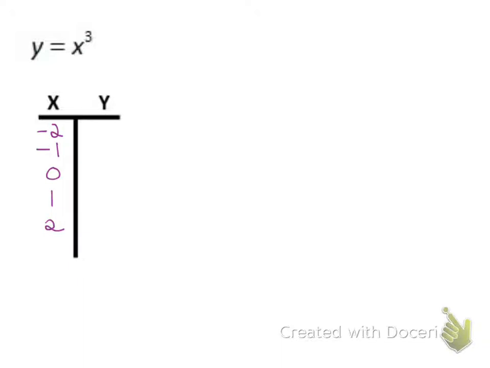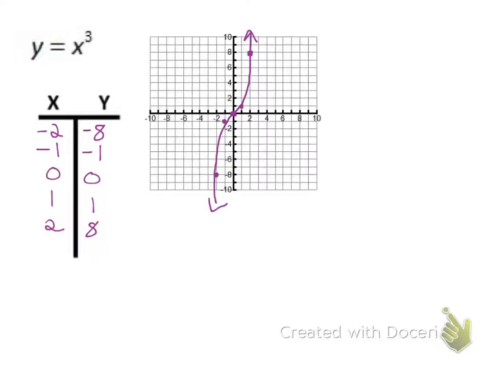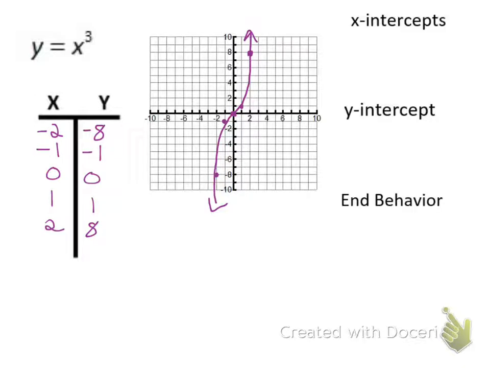a little bit different. Remember, if you can't remember what the y values are, you can simply cube each one of these numbers. When you do, you will figure out that the y values are -8, -1, 0, 1, and 8. Now, the graph looks like this. It has kind of two branches here. It's asymmetric in nature. And then some key characteristics of this that we want to talk about are our x-intercepts, the y-intercept, and the end behavior.